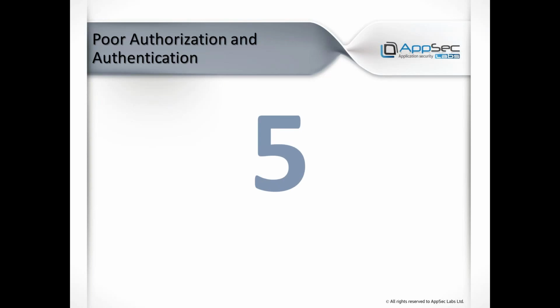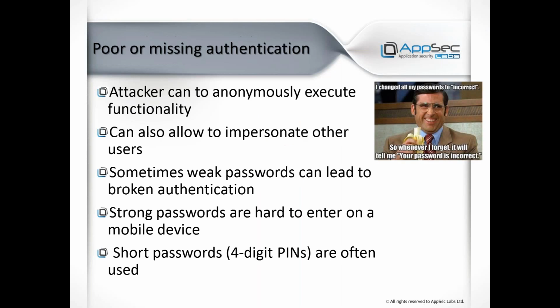Now to problem number 5, poor authorization and authentication. In this area, we are looking at functionality that we usually have on the server side, which the attacker can abuse in order to make the app think that he is another user, or that he is allowed to do something while he is not allowed to do so. And many times we see problems that are related, for example, to bad authentication schemes.